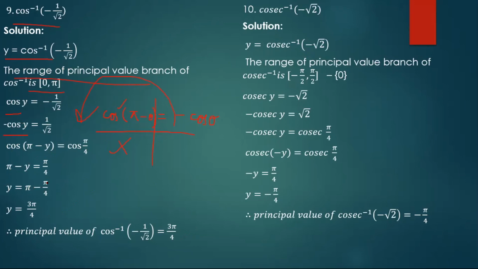What is 4 pi minus pi? 3 pi. So 3 pi by 4. So the principal value of cos inverse negative 1 by root 2 is 3 pi by 4.